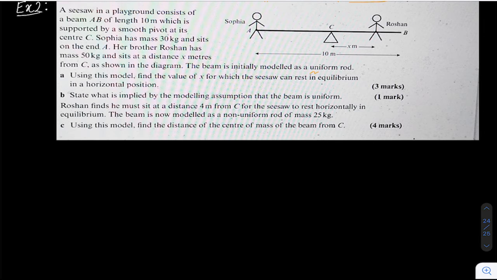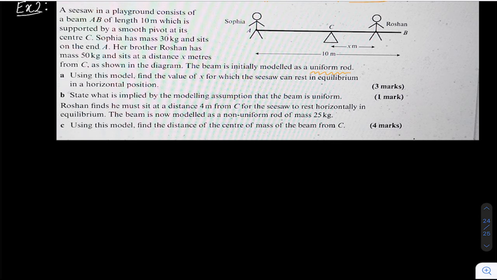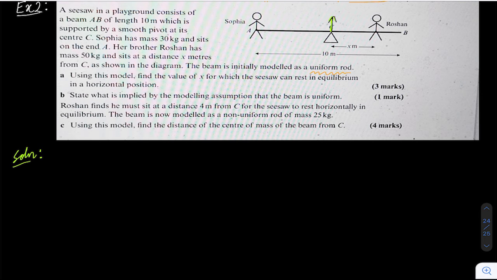The beam is initially modeled as a uniform rod. Now this is important. Uniform means the center of mass will be exactly at the center. Now using this model, find the value of x for which the seesaw can rest in equilibrium. So let's first do this. We need to find this distance x. There will be some reaction force here, right?